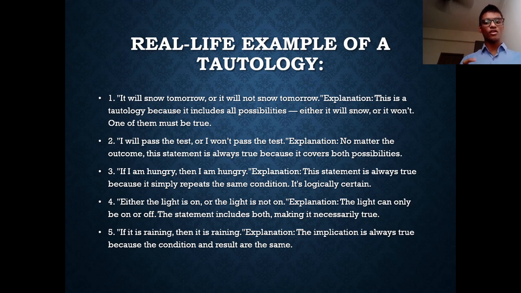It's logically certain. Either the light is on or the light is not on. The light can be on or off. The statement includes both, making it necessarily true. If it is raining, then it is raining. The implication is always true because the condition and the result are the same.